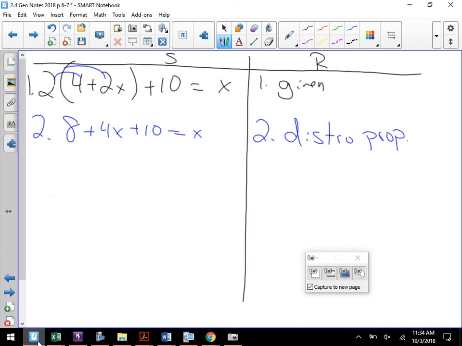Again, I did not do anything to two sides of an equal sign. All I did was write it down. And I used distributive property. Now what am I going to do?